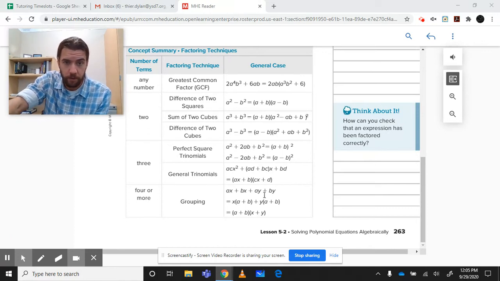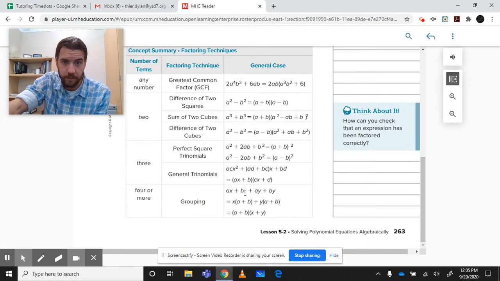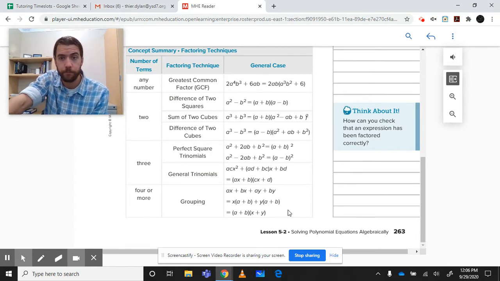Okay, grouping is when we have four or more terms. So that's when we say, okay, I've got four terms. If I look at it, do I see x's common everywhere? No. Y's common everywhere? No. A's, b's? No. They're all mixed up all over the place. But I can make a group. I can say this first group, ax and bx, they share an x that I can factor out. ay and by share a y, I can factor that out. And then from there, I now have gone from four terms down to two products being added in total. And we can factor out common factors there and end up with a fully factored form.